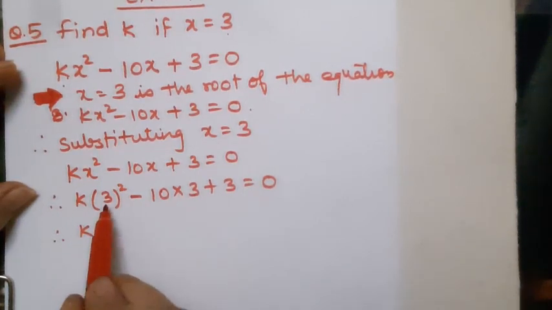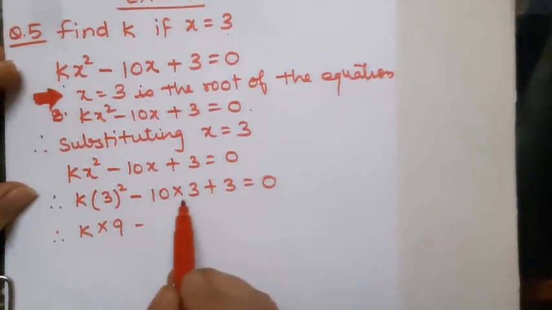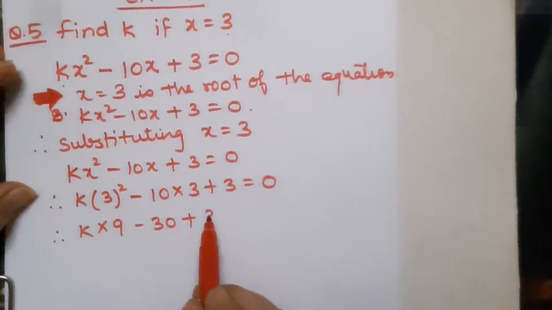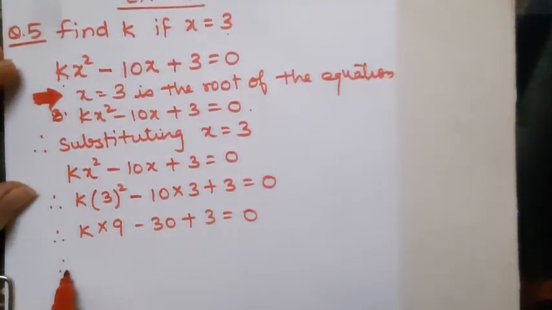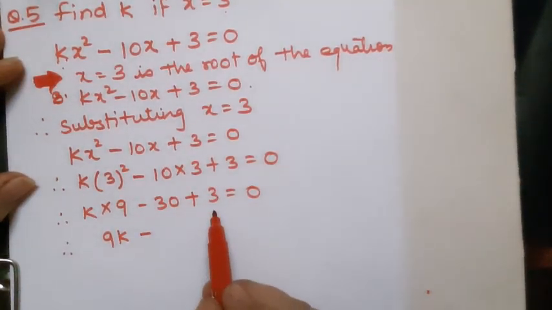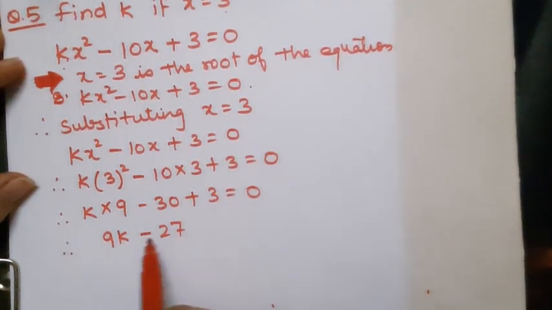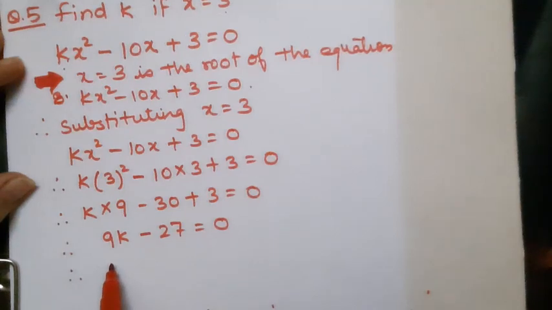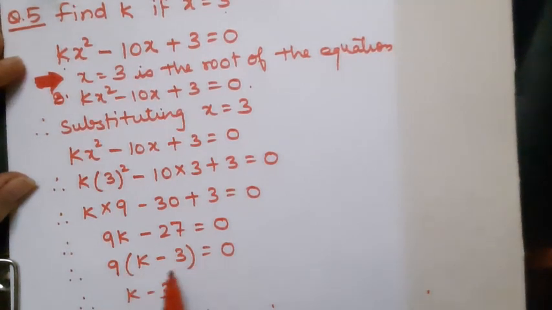So 3 square is 9. 10 3s are 30, plus 3 is equal to 0. So this becomes 9k minus 30 plus 3, which is minus 27, is equal to 0. Now here in 9k and 27 we can take the common factor as 9. So what remains? k minus 3 is equal to 0.